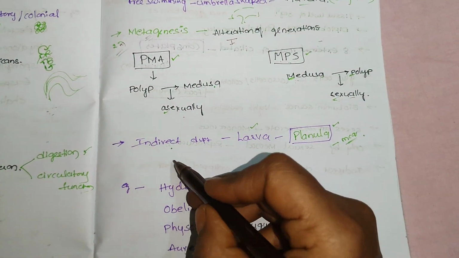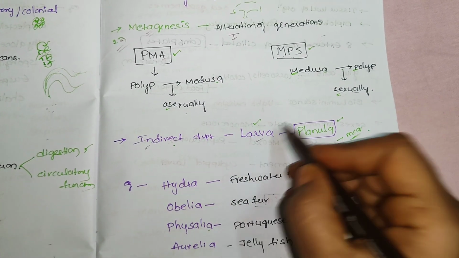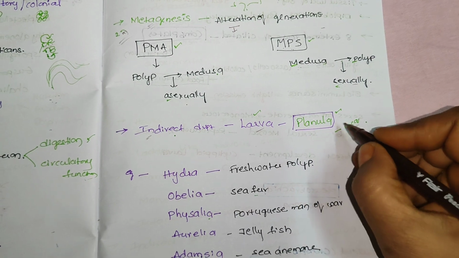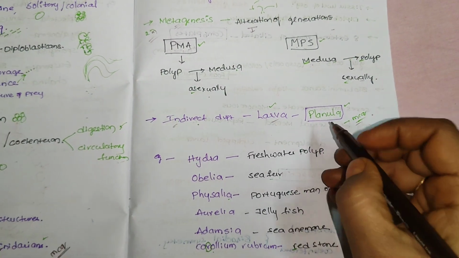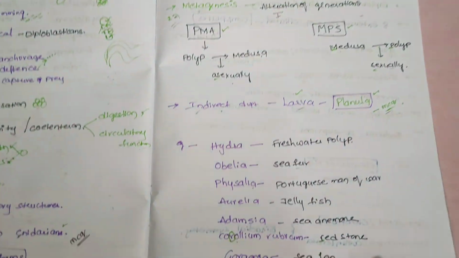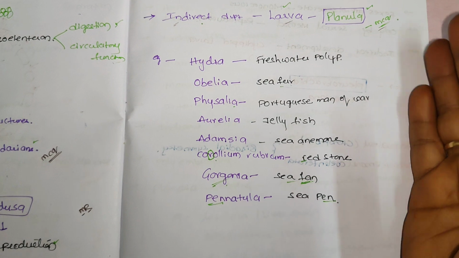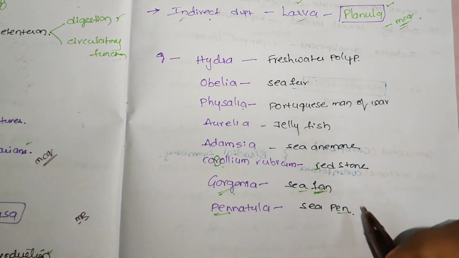And here indirect development is there. Indirect means automatically a larval form is there. That larva is planula, for MCQ. Planula is the larva of which phylum? That is Cnidaria.